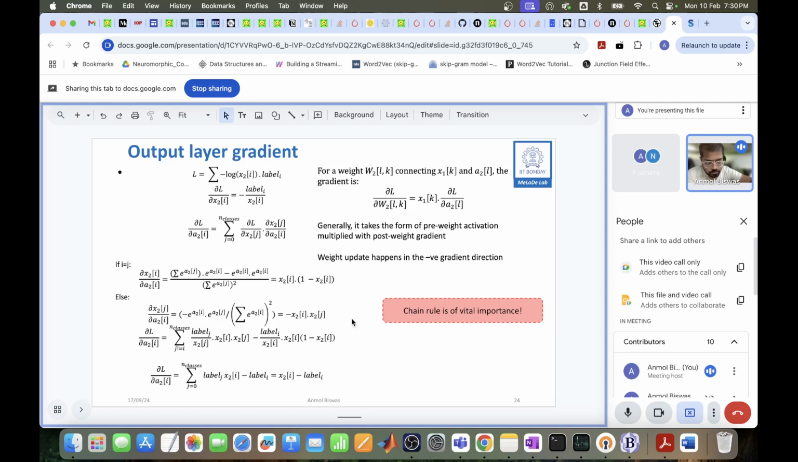So the key takeaway from all of this discussion is that chain rule is very important, because this is essentially what is enabling all of this computation to happen, all of this gradient computation to happen.